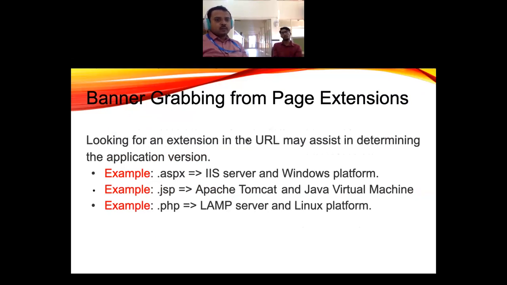So looking for an extension in the URL may assist in determining the application version. ASPX: IIS server and Windows platform. .JSP: Apache Tomcat and Java Virtual Machine. And then .php: LAMP server and Linux platform.